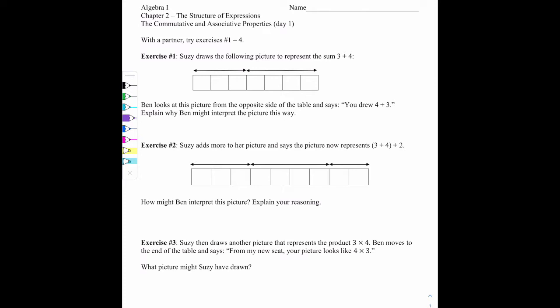Okay, so exercise 1 said Susie draws the following picture to represent the sum 3 plus 4. Ben looks at this picture from the opposite side of the table and says, you drew 4 plus 3. Explain why Ben might interpret the picture this way. Well, that's because Ben read the picture from right to left. So he saw the 4, then the 3. Susie's reading from left to right, so she saw the 3, then the 4.